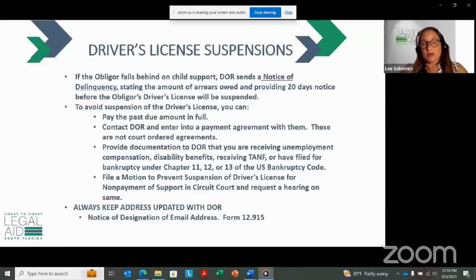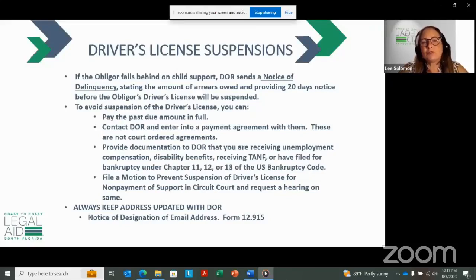There's also, to be noted, a notice of designation of email address form. It is one of the family law forms, and it's form 12.915. So if you're in a situation where you move around a lot and you have a court case, even a regular court case or one involving the Department of Revenue, I would recommend that you use the notice of designation of email address, because then you would be notified through your email, and it won't be such an issue of you not actually getting the communications.